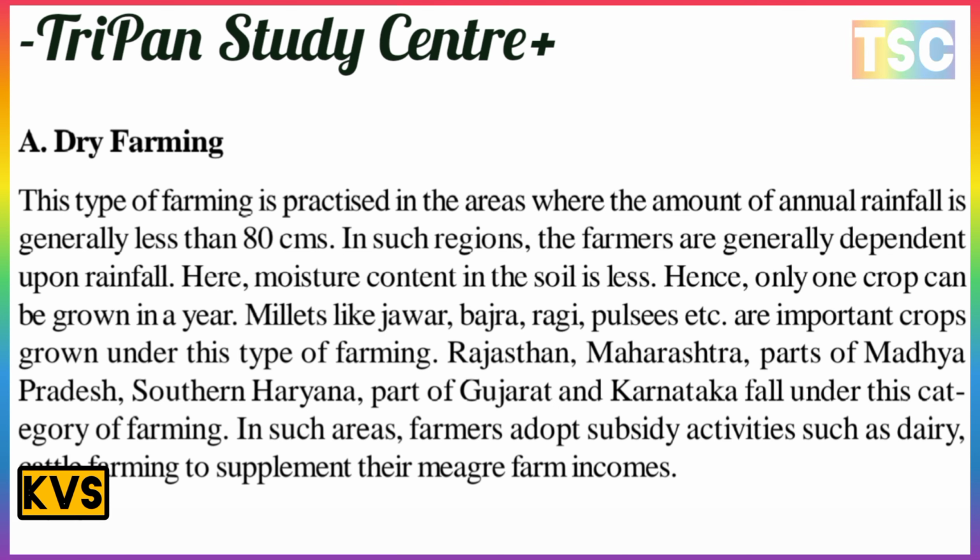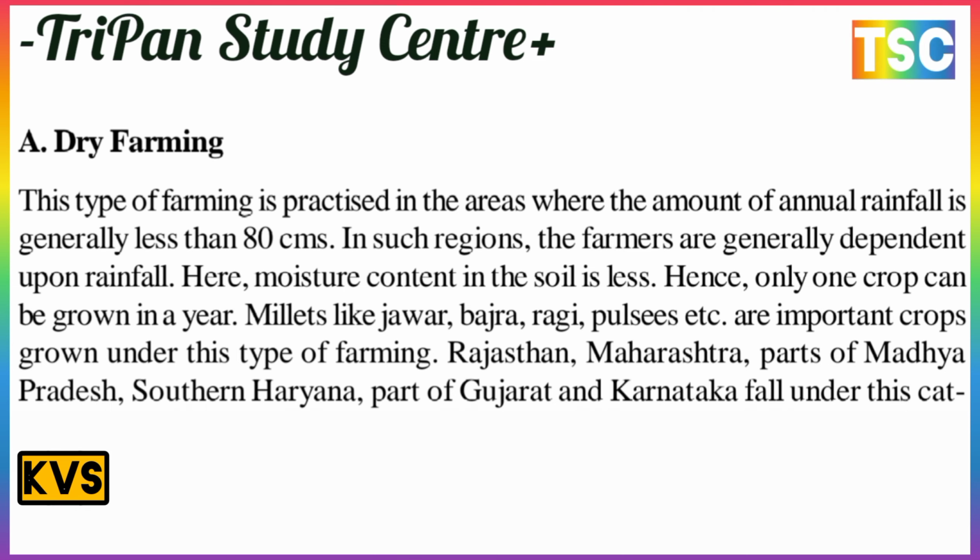Millets like jowar, bajra, ragi, pulses, etc. are important crops grown under this type of farming. The important states here are Rajasthan, Maharashtra, part of Madhya Pradesh, southern Haryana, part of Gujarat and Karnataka, which fall under this category of farming. In such an area, farmers adopt subsidiary activities such as dairy and cattle farming to supplement their income. This is dry farming.